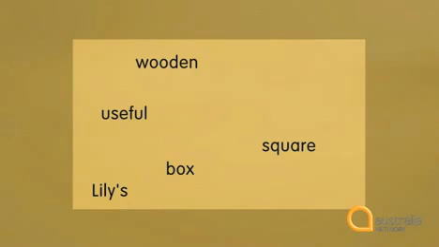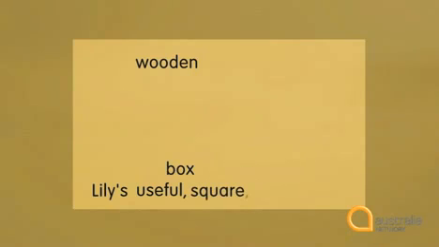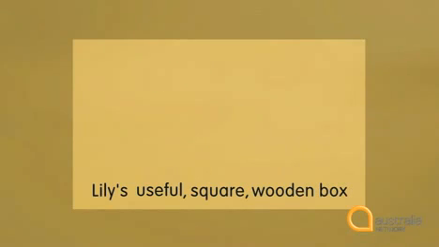Then that's followed by the observation. The box is useful. Then the shape, it's square. Then finally the material, it's a wooden box. So we have Lily's useful square wooden box. Good. Now let's listen to some strings of adjectives from the clip.